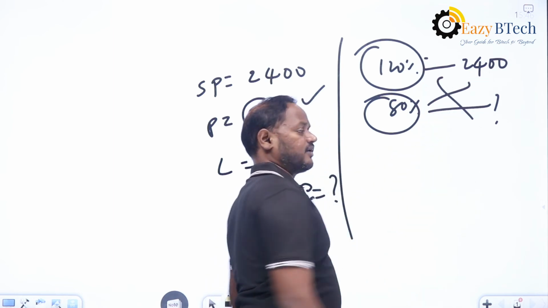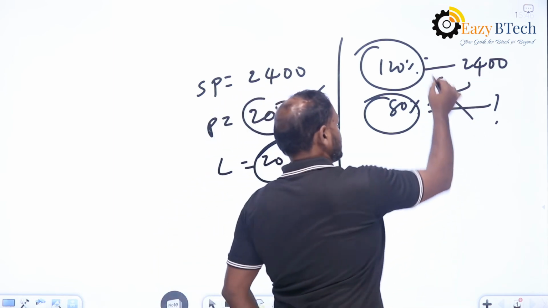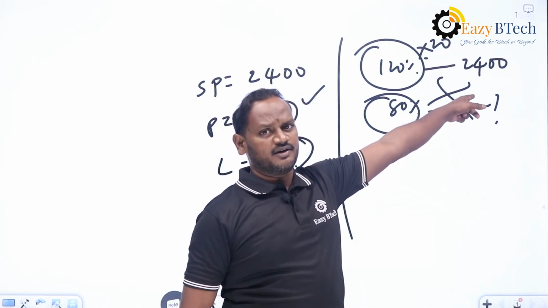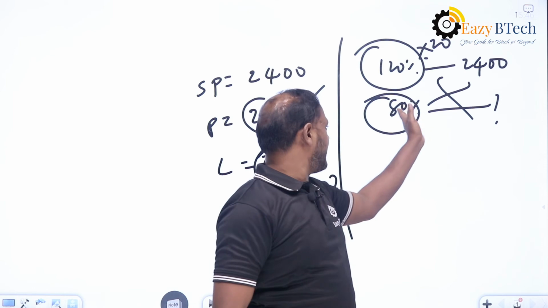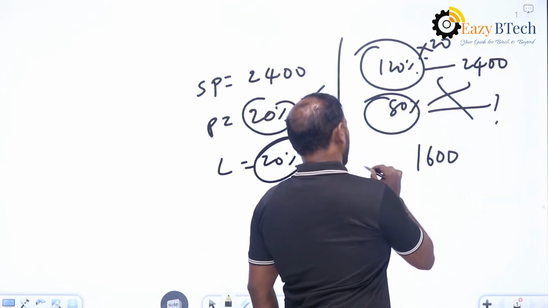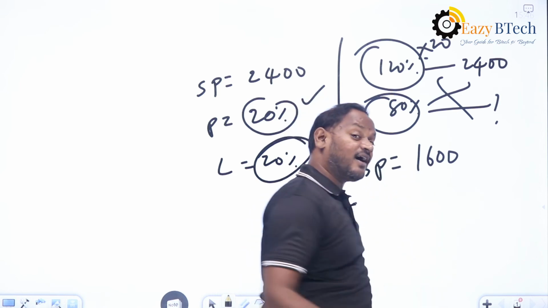120, how many times will it be? 120 times 20 will be 2400. Yes or no? So 80 times 20 will be 1600. Okay, I got the new selling price to get a loss.